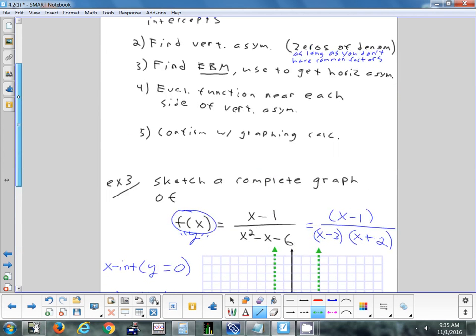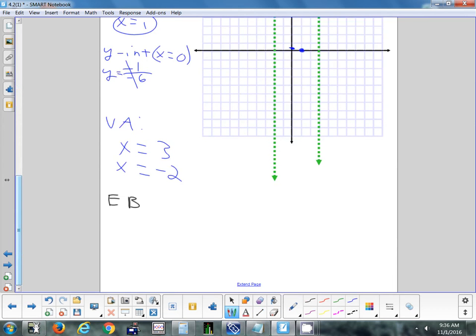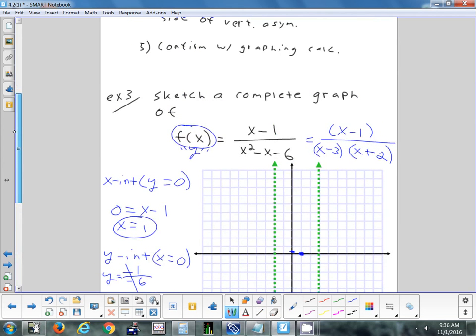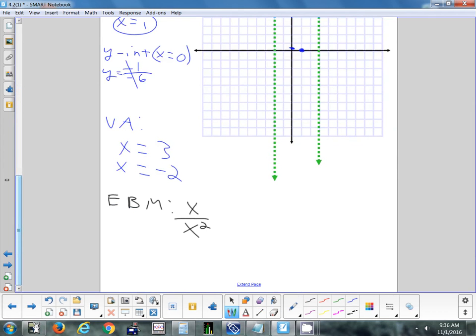What else? Let's find the end behavior model, and that'll give me the horizontal asymptote. Okay, Ryan, what's the highest degree term in the top? X. And the highest degree term in the bottom? X squared. So x over x squared. And what does that reduce to? 1 over x. Thank you. Okay, so that's the end behavior model.